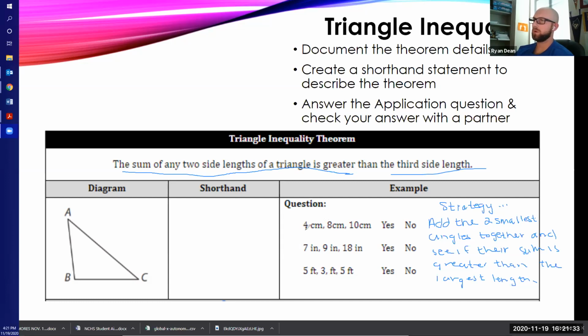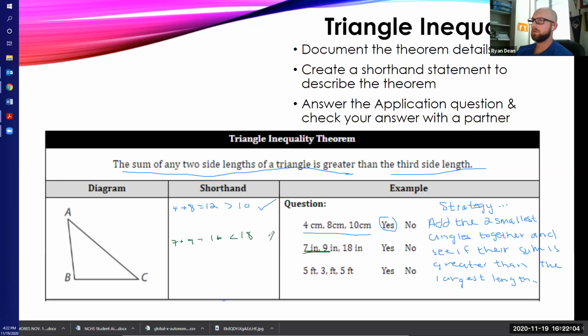So for this first one, I'm going to do this first one in blue. We have 4 plus 8, and that's equal to 12. 12 is greater than 10. So this one is a triangle. Okay, that's how you're going to do each one of these. The second one, the two smallest are right here, so they have to be bigger than the 18. 7 plus 9 is 16. 16 is less than 18.